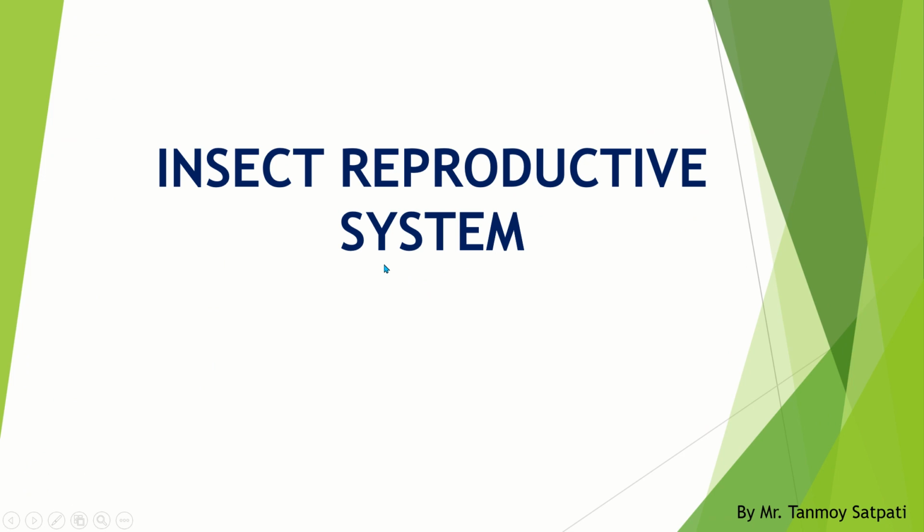Today's topic is basically the insect reproductive system. This class provides you a complete discussion on the reproductive system of insects. First of all, insects vary greatly in their reproductive anatomy, behavior, and physiology. In insects, male and female sexes are mostly separate, which is called sexual dimorphism.